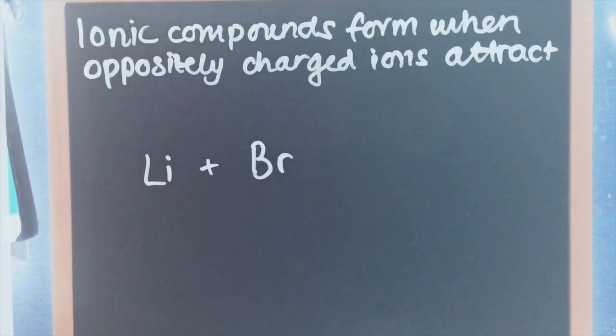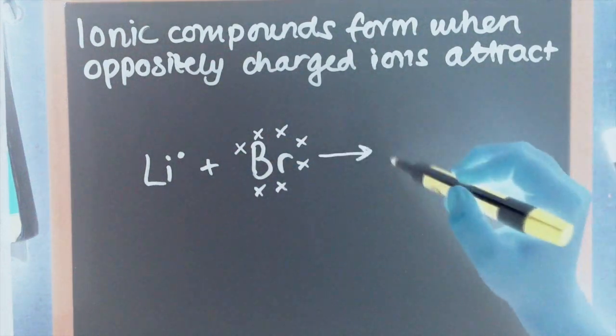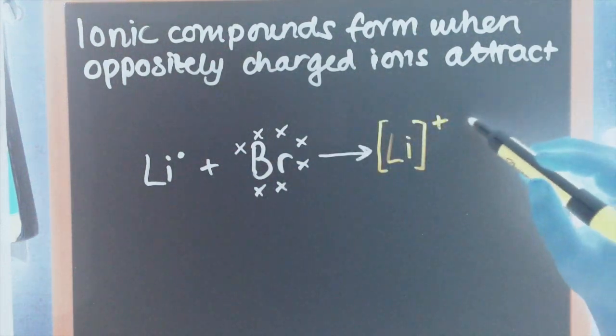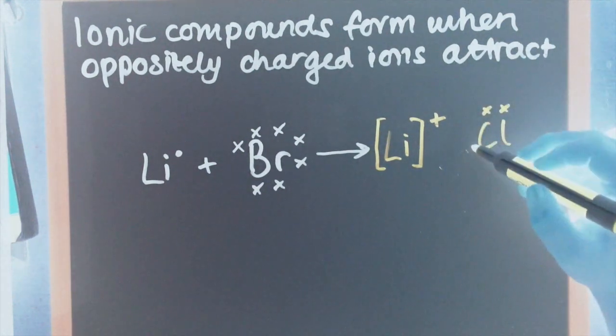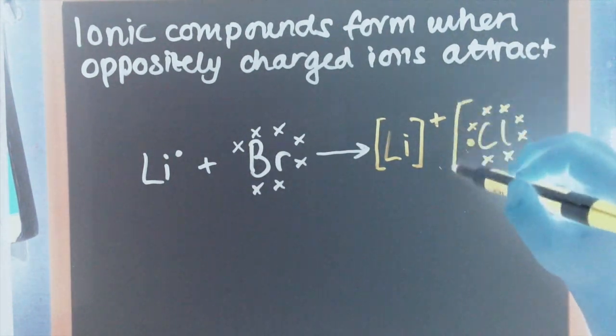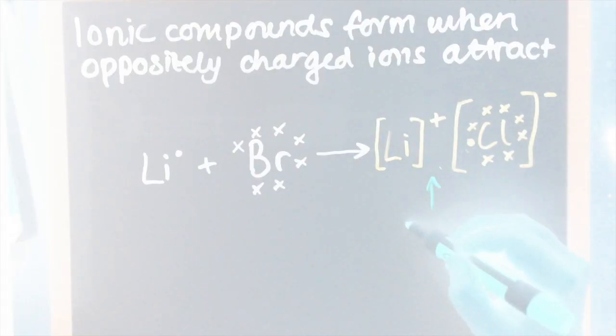Ionic compounds form when oppositely charged ions attract and transfer electrons. So here we have lithium and bromine forming, well, I put lithium chloride, but it's supposed to be lithium bromide. But this can happen too, as they have the same charge. So what happens here is the lithium loses its outer electron and the chlorine atom gains it.